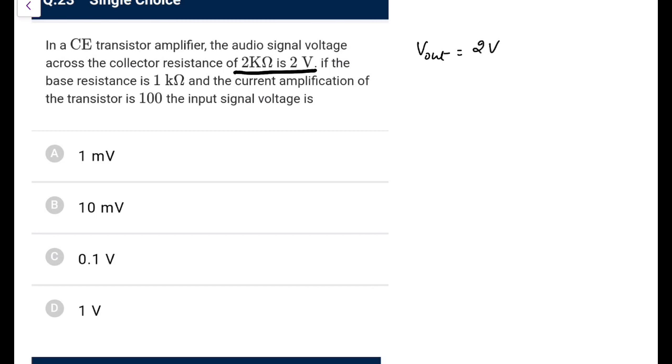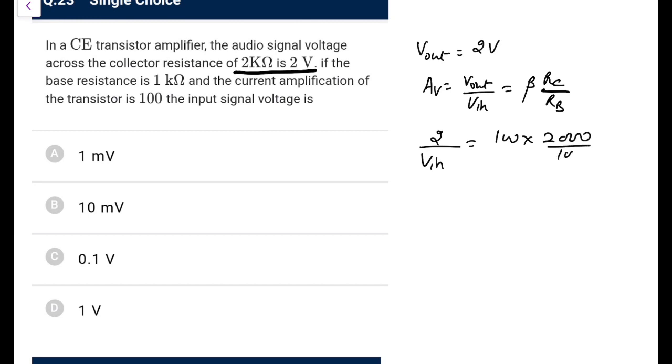If the base resistance is 1 kilo ohm and the current amplification of the transistor is 100, the input signal voltage is, so what we have, AV is equal to V out over V in, and that is equal to beta RC by RB. That is what you usually write. So this is 2, this is V input, beta is 100 and RC is 2 kilo ohm, that is 2000, RB is 1 kilo ohm, that is 1000.